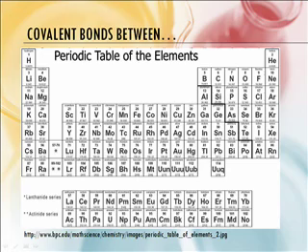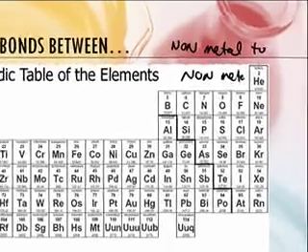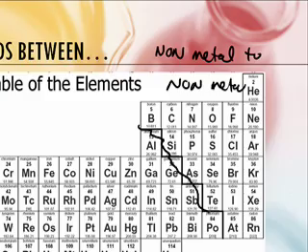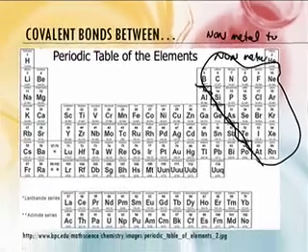So a covalent bond is a bond between two nonmetals. A nonmetal to a nonmetal. So where would we find those? Those are to the right of the staircase. So here's my staircase right here. So it's going to bond between these guys and themselves, and hydrogen.